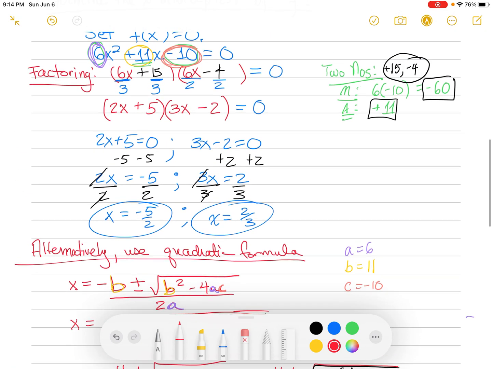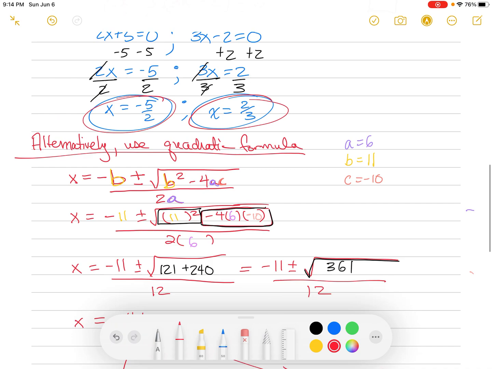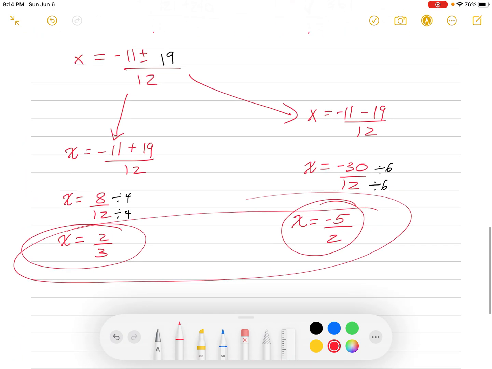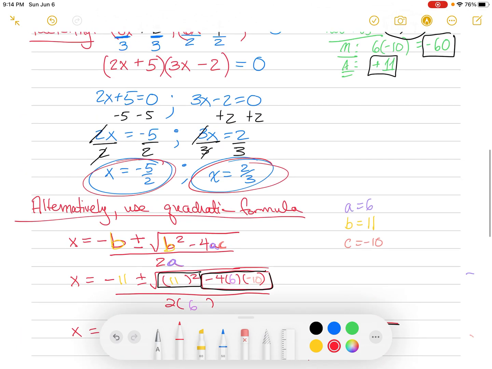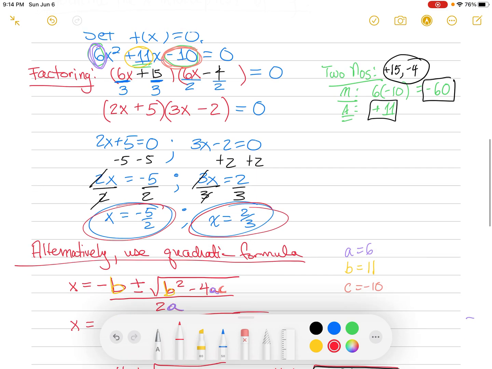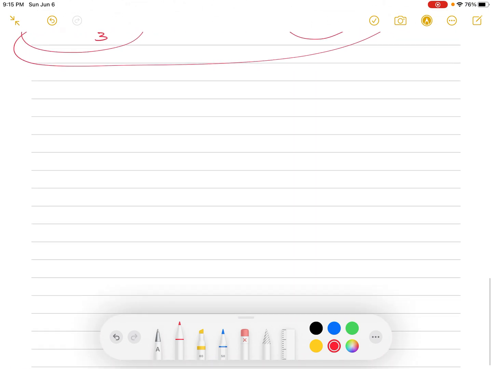So earlier we had that as well, right? We had 2/3 and negative 5/2. Different ways to get it. Personally, I like factoring. Factoring's quicker for me. But if you're not a great factorer, you can use the quadratic formula, which is a little more tedious. In any case, you get negative 5/2 and 2/3 for your two x-intercepts. That's where the graph hits the x-axis.